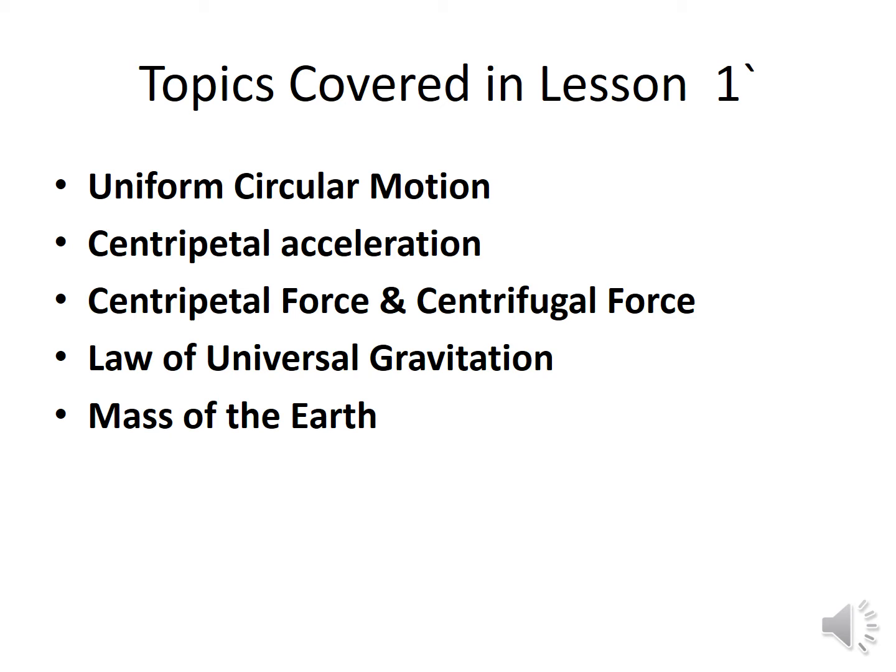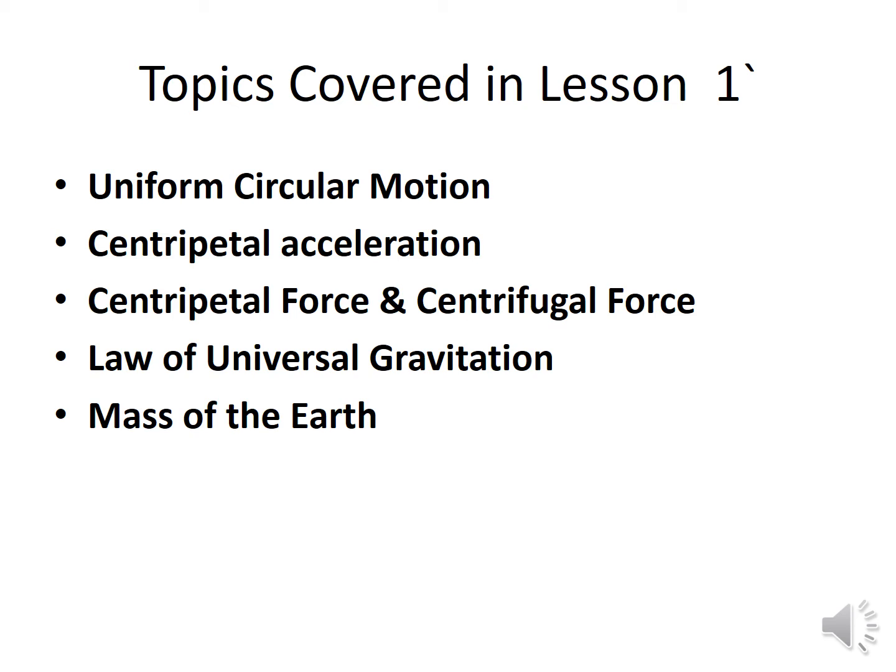And we also came across the gravitational constant capital G, which was discovered a century after Sir Isaac Newton discovered the law of gravitation. It has a constant value: capital G equals 6.67 times 10 raised to the power minus 11 newton meter squared per kilogram squared. Then we used this formula of Newton's law of gravitation to calculate the mass of the Earth.